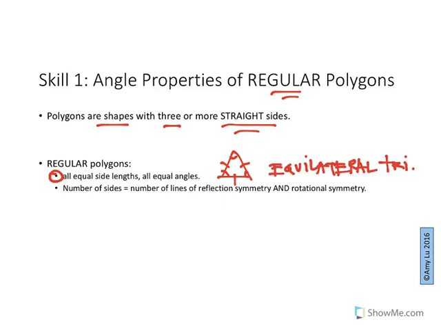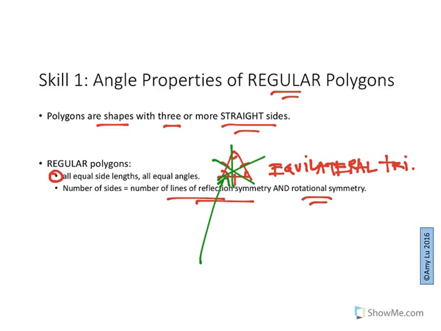And just a FYI, the number of sides that the shape has is equal to the number of lines of reflection symmetry and rotational symmetry. So this triangle right here, just by looking at this equilateral triangle, we already know it's got 3 lines of reflection symmetry, and I could prove it, 1, 2, and 3. And an order of 3 for rotational symmetry, because if you keep turning it, it's going to look like itself 3 times.